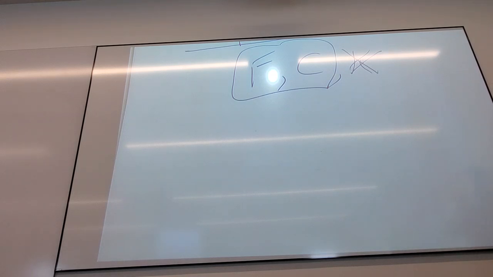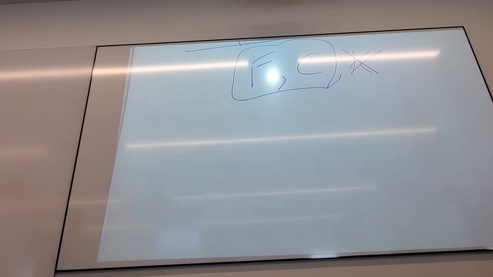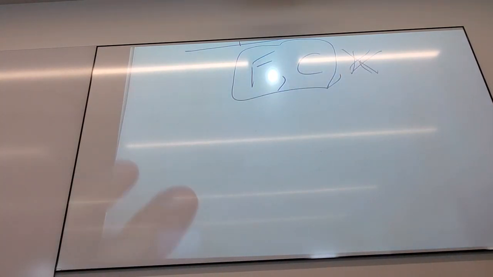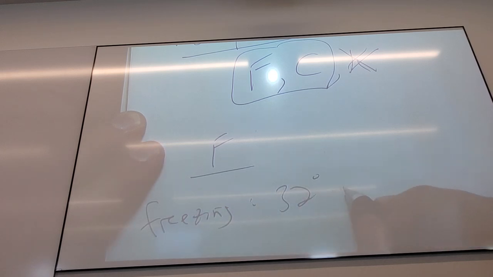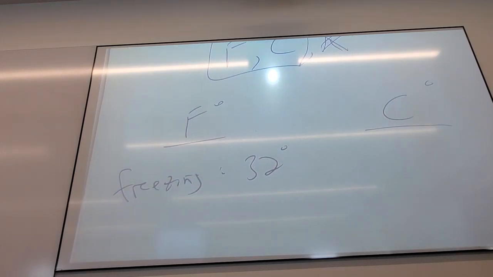So let me ask you guys, in Fahrenheit, do you know the freezing point of pure water? 32 degrees. Yes? So in Fahrenheit, freezing of water is 32 degrees. Does anyone know what it is in Celsius? It makes a lot more sense. 0.